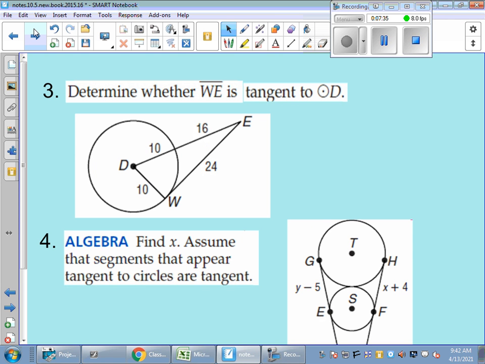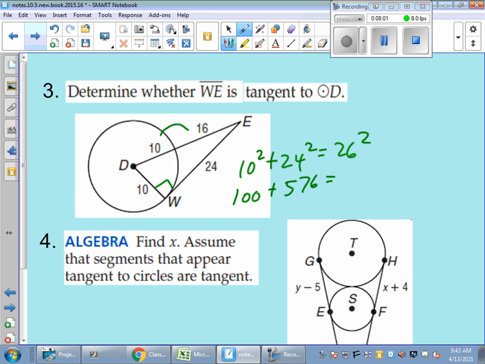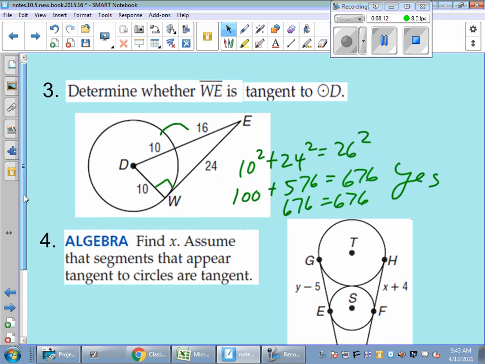Couple of questions here on this slide, so just kind of a review of what we're doing here. Again, this would be your 90-degree angle. So 10 squared plus 24 squared. Does that equal, you got to add these two together, 26 squared? So we would have 10 squared, 100. 24 squared is 576. 26 squared is 676. 676 equals 676. So yes, that does work. So yes, that is tangent, correct.